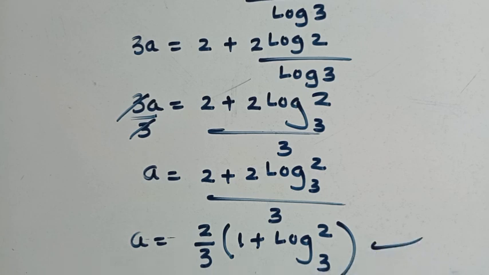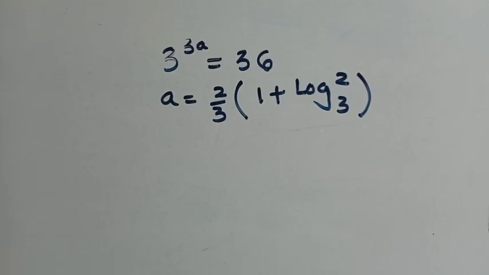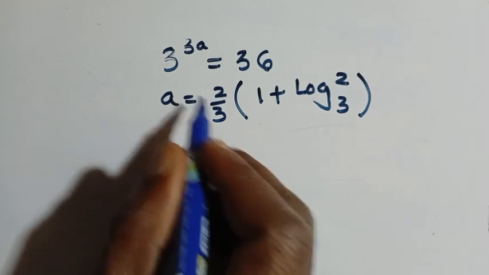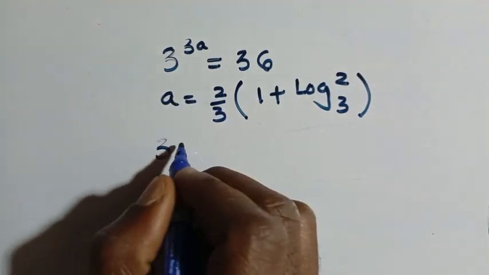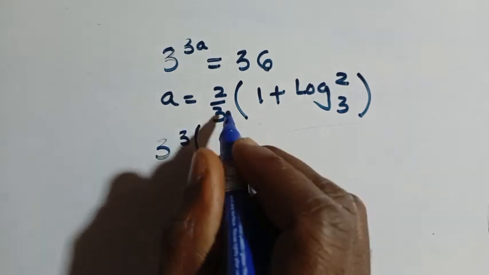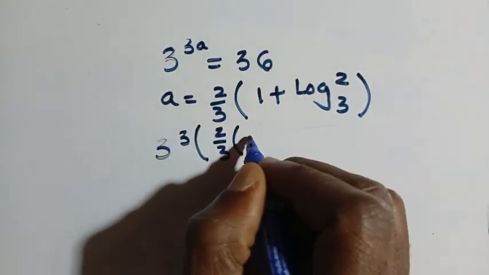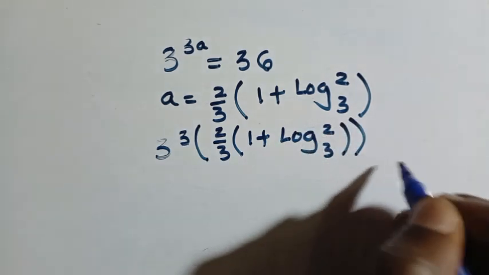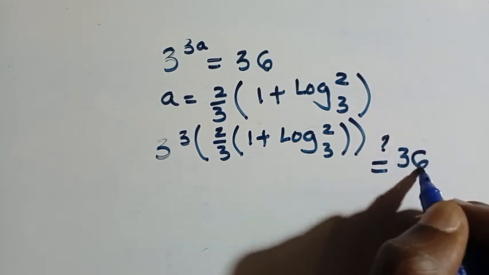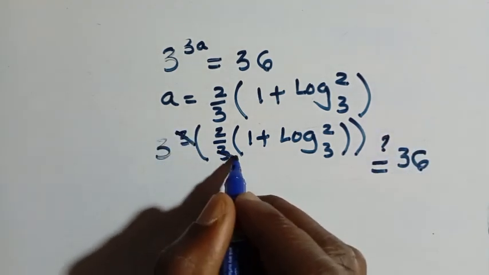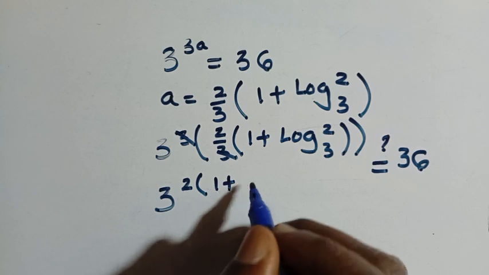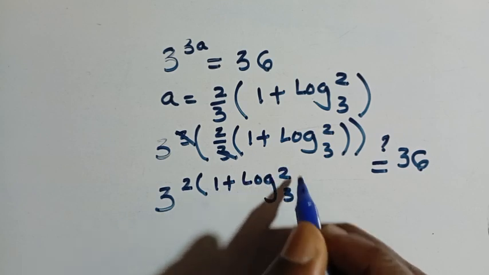Let's check if this satisfies the given question. I've already compressed it as 3 to the power of 3a equals 36. By replacing a with this value, we have 3 raised to power 3 times the bracket of 2 over 3 times the bracket of 1 plus log 2 base 3, and we want to check if this equals 36. Here 3 cancels 3, so we have 3 raised to power 2 times the bracket of 1 plus log 2 base 3.